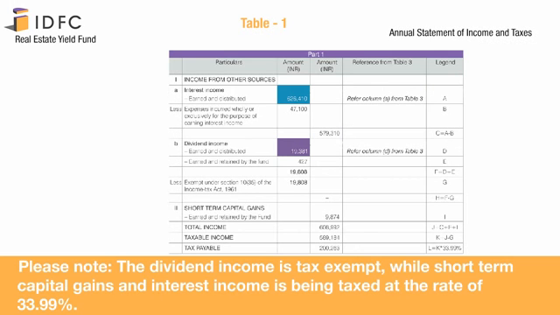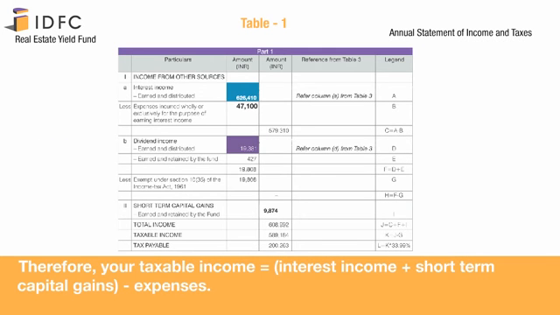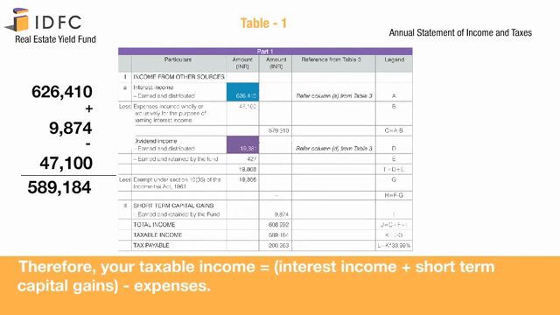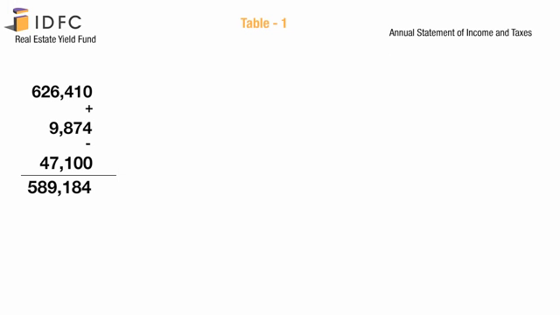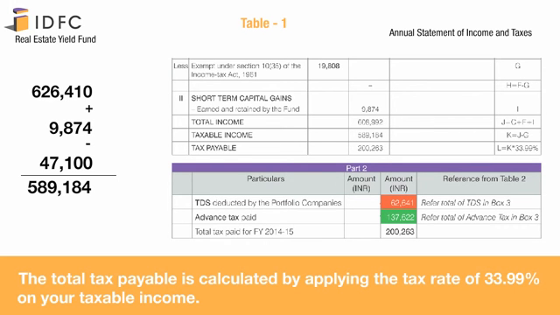Please note that the dividend income is tax-exempt, while short-term capital gains and interest income is being taxed at the rate of 33.99%. Therefore, your taxable income is the sum total of interest income and short-term capital gains minus expenses. The last figure in this table is the total tax payable, which was calculated by applying the tax rate of 33.99% to your taxable income.